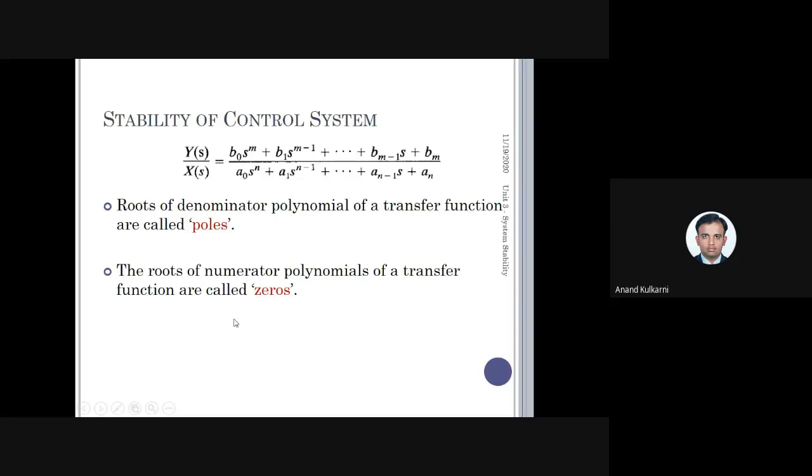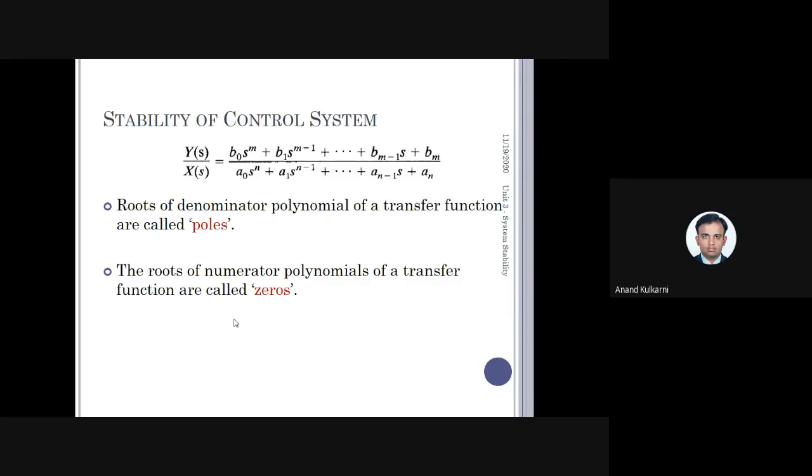Now we come to what is known as the poles and zeros concept. Next we will come to the poles and zeros concept. In the Routh stability criterion, it is not important, but in root locus it is important.